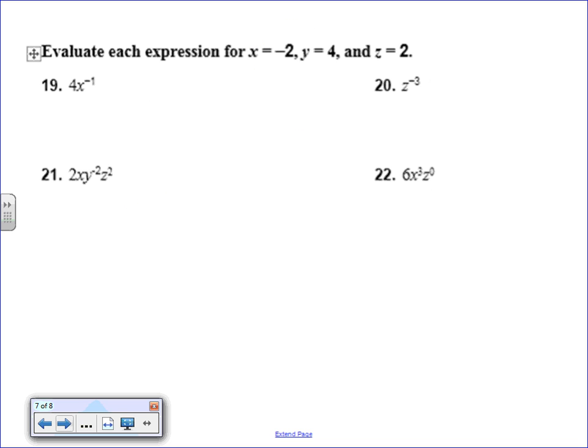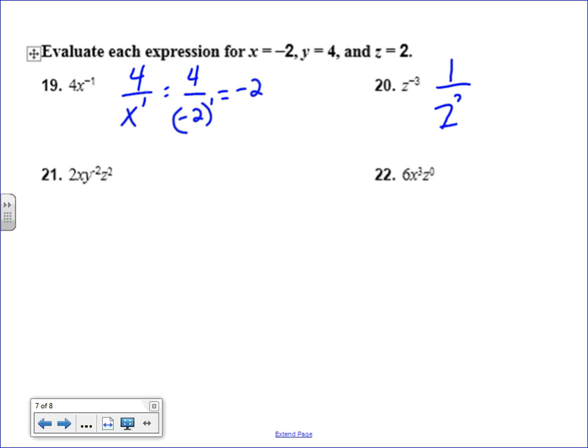Okay. Now, if I need you to evaluate these, are you able to evaluate these expressions? So all we've got to do is plug in the number, but it may be beneficial if you simplify it first. So what do I mean by that? Well, I would rewrite this as 4 over x to the first, because now I don't have a negative exponent. So now what do I got? I really have 4 over a -2 to the first power, which is just 4 over -2, which is a -2. If I rewrote this one, it would be 1 over z to the third. And if I plug in z as 2, then I'd have 1 over 2 to the third, which would be 1 over 8.